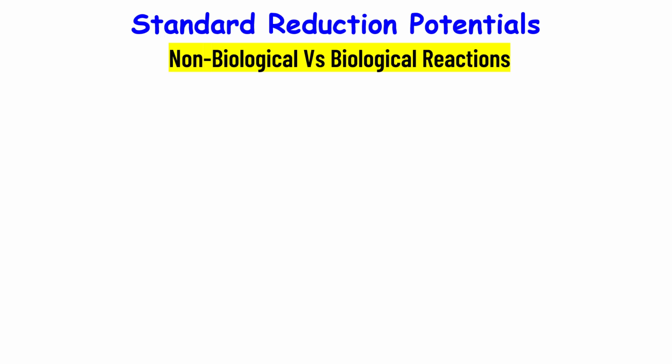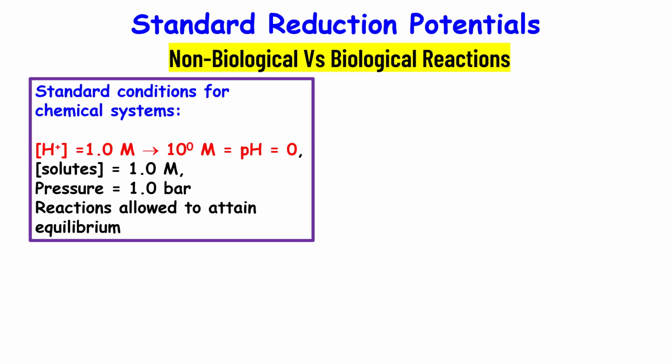So far, we've talked a lot about standard reduction potentials. Here, I want to make a distinction because we know that our standard reduction potentials are all measured at a hydrogen ion concentration of 1 molar, solute concentrations have to be 1 molar, pressure has to be 1 bar, and then you let the reaction attain equilibrium, and then you measure the voltages under those conditions. Whatever value you measure is going to be indicated by this symbol E naught. Okay, so we already talked about that.